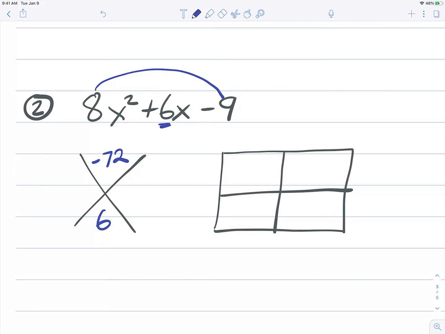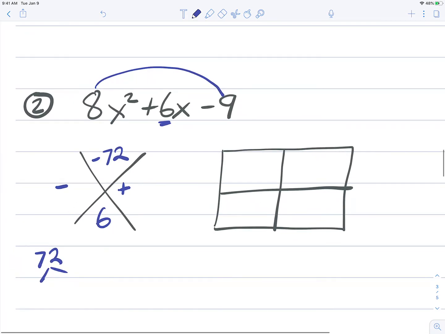So one thing about these is if it's going to multiply to a negative, one of your numbers is negative and one of them's positive. If it adds to a positive 6, that means that the positive has to be bigger. So if I'm thinking of two numbers that multiply to 72, if I wanted to, I could start doing my factorizations, my prime factorization. I happen to know this one. It is 12 and 6, because 12 times 6 is 72.